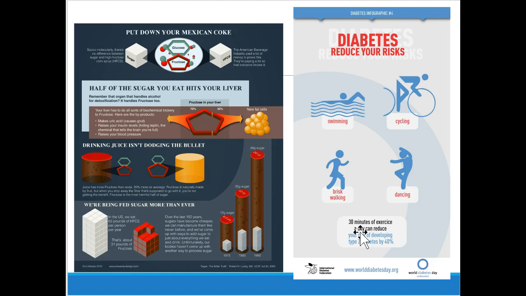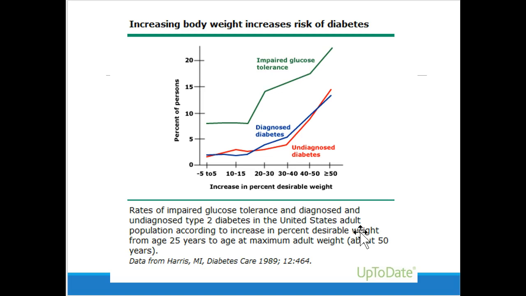This is just infographics about sugar and risk. Yes, sugar is sugar. It all kind of does the same thing. Anyway, increasing your body weight increases risk of diabetes. Here are just some charts and statistics showing the correlation between impaired glucose tolerance and weight.